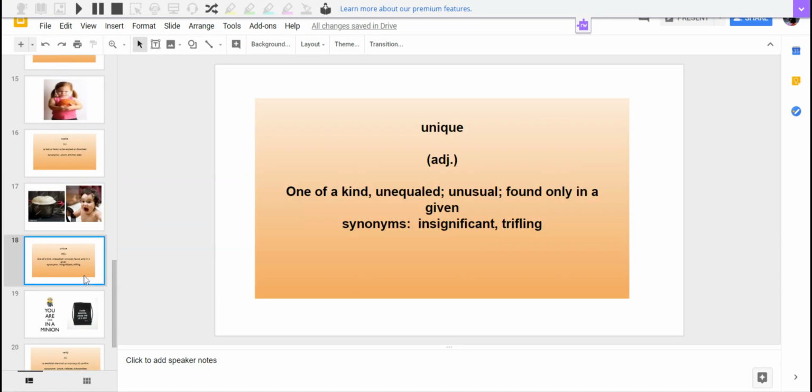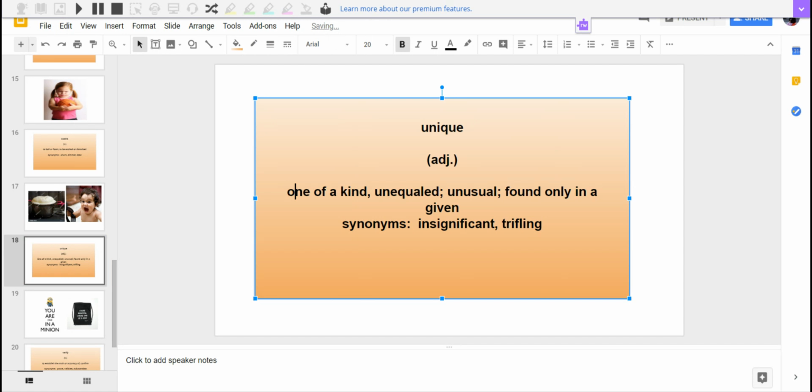So, unique. You are all very unique. I am unique too. It's an adjective. It's a describing word. It describes nouns and pronouns. One of a kind, unequaled, unusual, found only in a given.